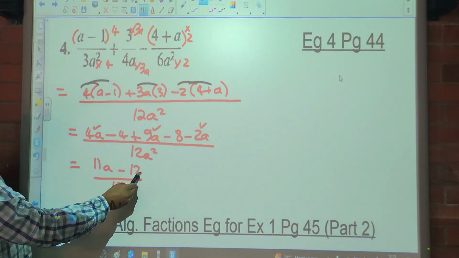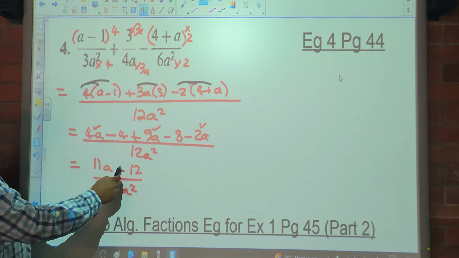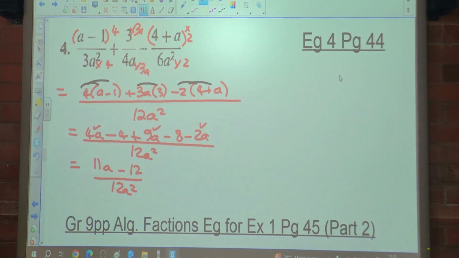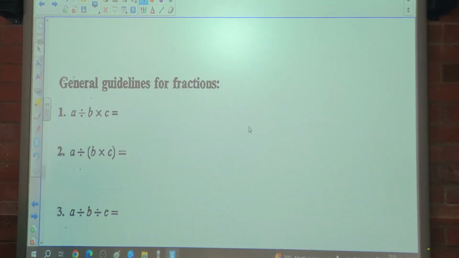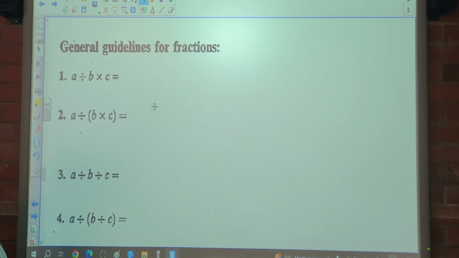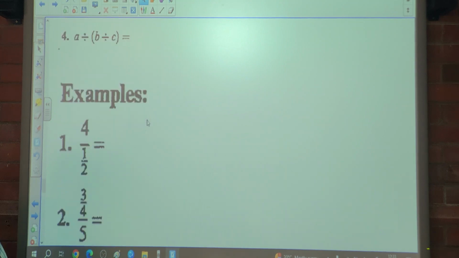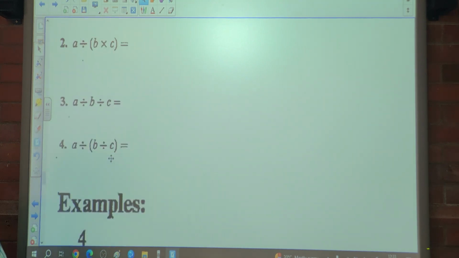So this one. Can that cancel? Why? Because of that addition sign. Do you guys understand? And that is something else that we need to know. For general guidelines for fractions, I'll just add this to the video later on.